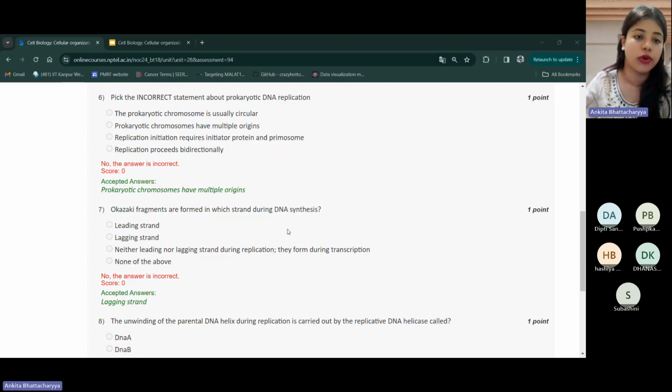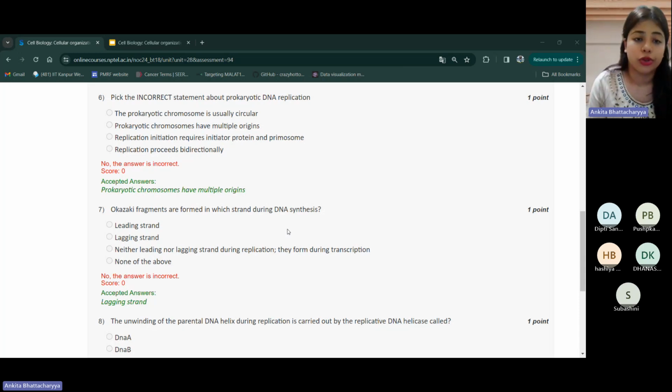Then for question 6, we are asked to pick the incorrect statement about prokaryotic DNA replication. Most of the discussion that we had done, I think, was centered mainly around prokaryotic replication only. And we introduced the differences with eukaryotic replication in the last interaction session. And then we saw a comparison between bacteria, archaea, and eukarya. So for prokaryotic DNA replication, which of the statements is not correct?